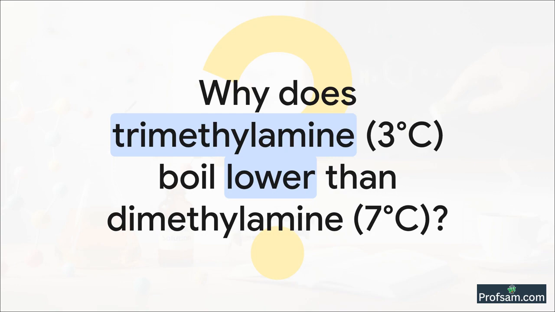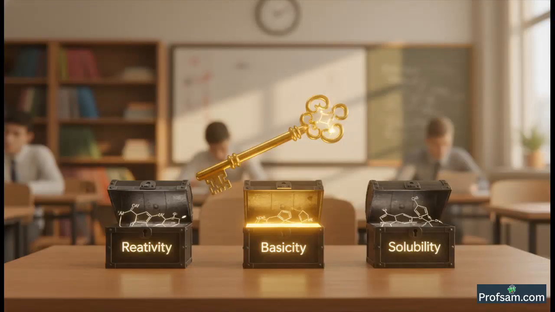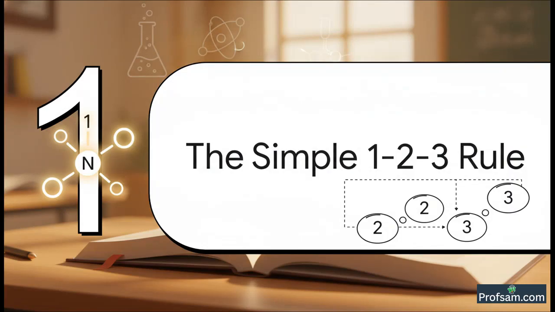Well, the answer lies in one very simple idea. And that simple idea is classification. Understanding this one concept is the absolute key. It helps us predict an amine's reactivity, its basicity, its solubility, pretty much all of its chemical and physical properties. So let's start with the core idea. It's a simple rule based on counting, really. It's as easy as 1, 2, 3.